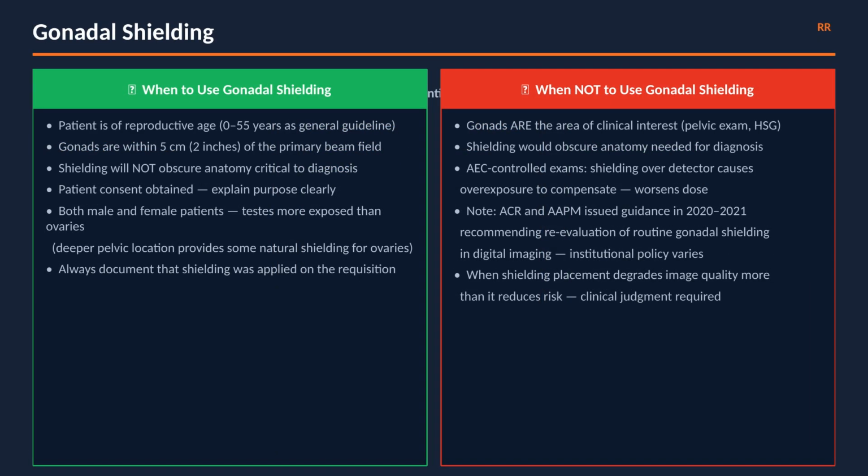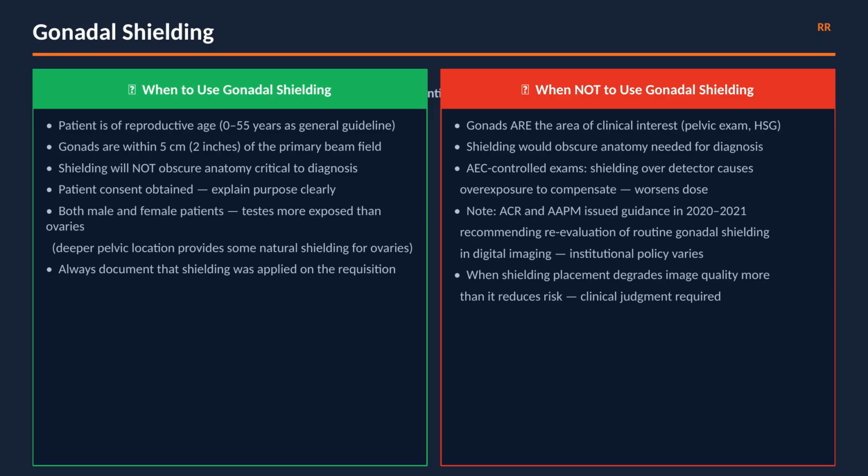Gonadal shielding protects reproductive organs from scatter, preventing genetic effects in future generations. Use gonadal shielding when the patient is of reproductive age, gonads are within 5 centimeters of the primary beam edge, and shielding will not obscure anatomy critical to the diagnosis. Do not use gonadal shielding when the gonads are the region of clinical interest.